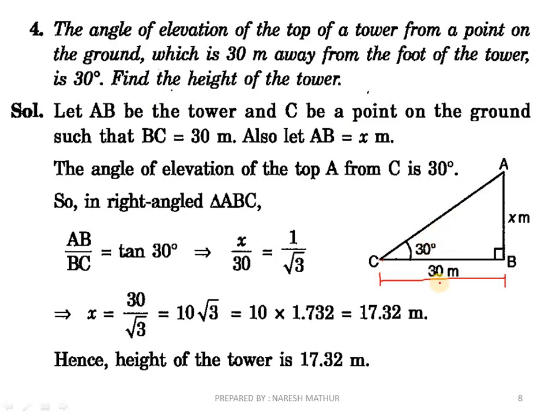See here, we are given base, we need to find perpendicular. So the relation between perpendicular and base can be taken from tan theta. Tan theta equals perpendicular upon base, so x by 30 equals 1 by root 3. From here we can get the value of x, or the value of perpendicular or height of the tower. You can convert it into decimal also. So this is the final answer. The height of the tower would be 17.32 meter or 10 root 3 meter.